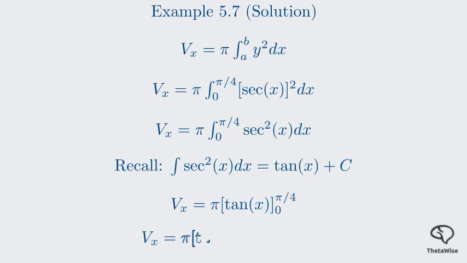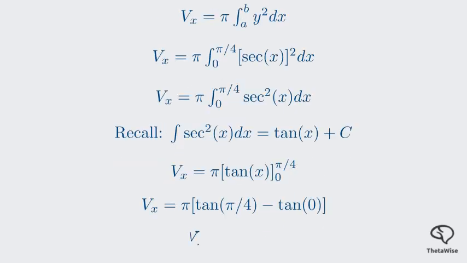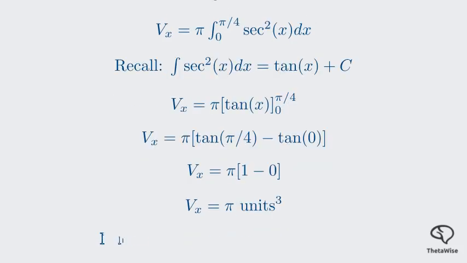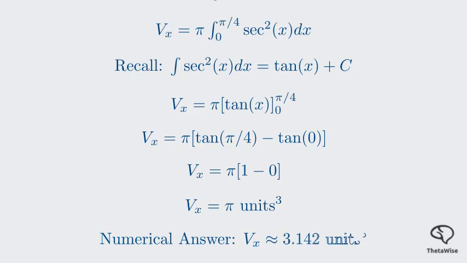Plugging in the limits, we get tangent of pi over 4 minus tangent of 0. We know that pi over 4 is 45 degrees, tangent of 45 degrees is 1, and the tangent of 0 is 0. So the volume is pi times 1 minus 0. This gives us a final volume of pi cubic units. Numerically, that's about 3.142 cubic units.